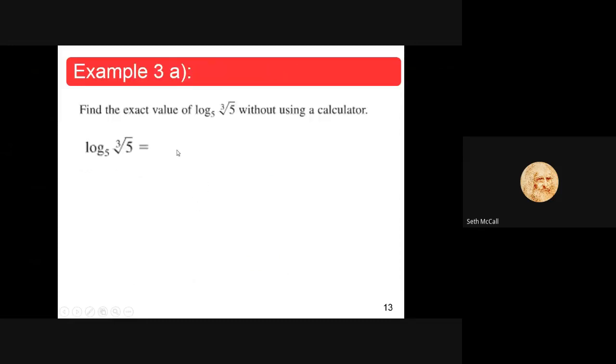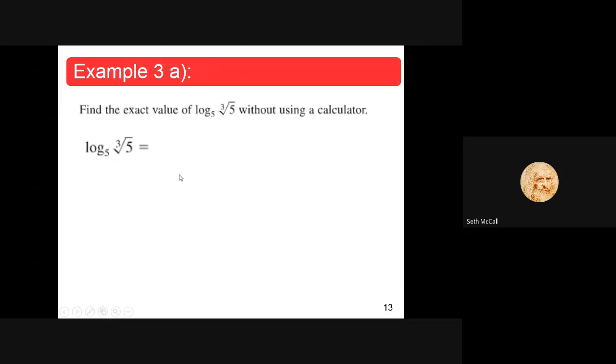The next one is going to ask you to find the exact value. This is example 3a, and it says find the exact value of log base 5 of the cube root of 5 without using a calculator. This is a key thing, without using a calculator, because anytime you have a problem that says without using a calculator, they are telling you that you need to use your log properties in order to solve this.